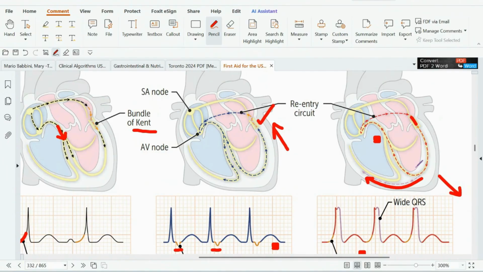WPW, Wolff-Parkinson-White, it happens in episodes, right? Yeah, it can. So are the episodes the middle heart where the flow is erratic and everywhere? No, you cannot tell which one's which without the ECG.